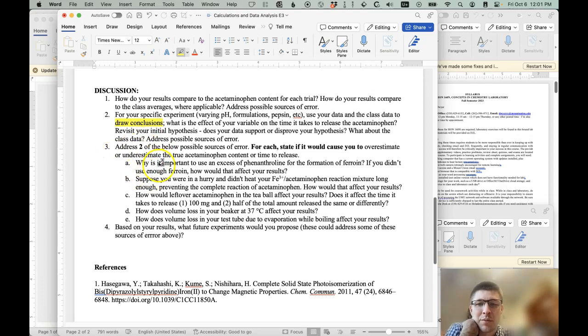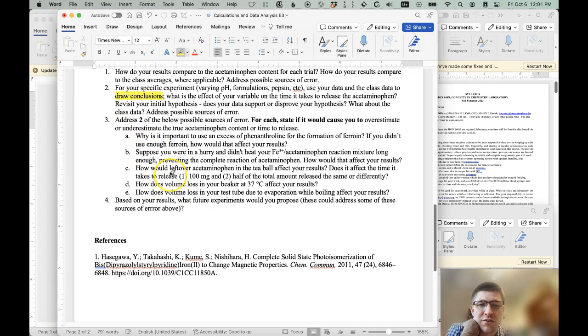Then a little bit more about possible sources of error. I've got 4 different options here. Again, I would lean towards things that you have relevant data on. If you did control experiments that relate to any of these, it would be useful to use that one. If you saw a big overestimate in the amount of acetaminophen, if you consistently got 600, 700, 800 milligrams of acetaminophen when there should have only been 500, maybe you want to think about what are some of these that would cause you to overestimate it.